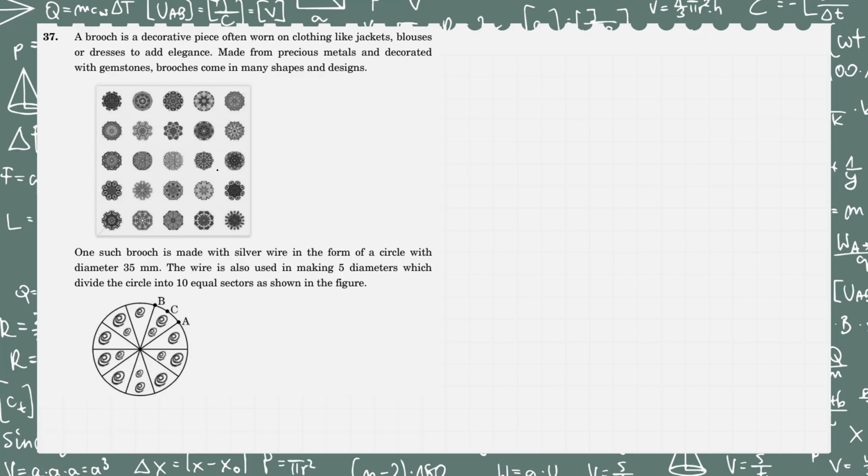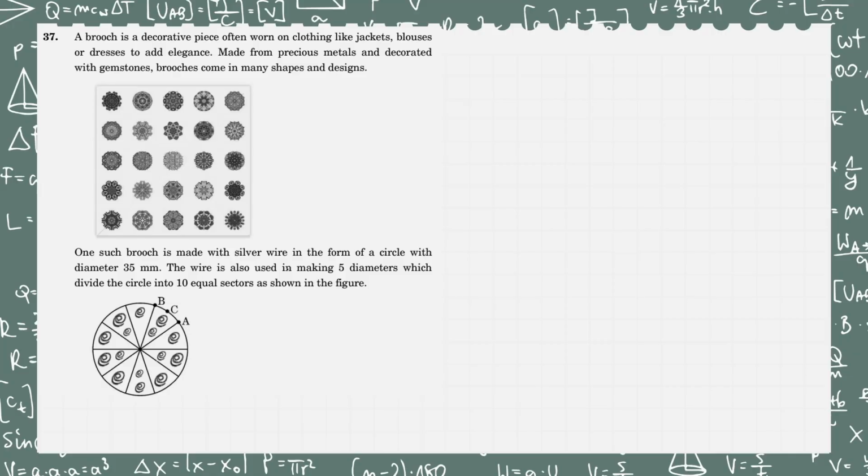Type of many brooches given. One such brooch is made with silver wire in the form of a circle with diameter 35 millimeter. So let us see this picture. There is a brooch which is circle in shape whose diameter is 35 millimeter. Okay, and that brooch is made up of silver wire.